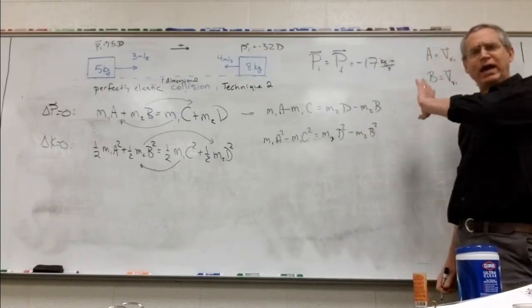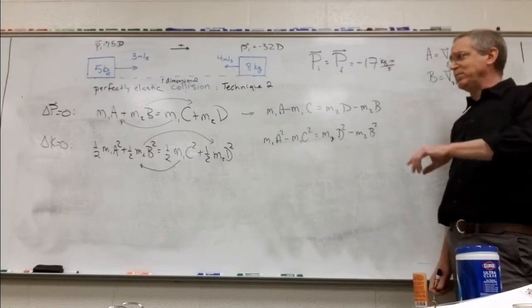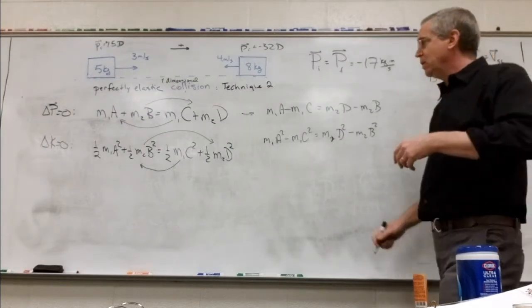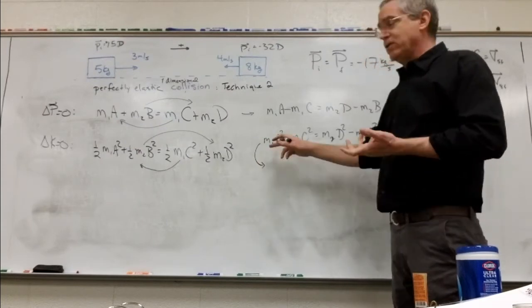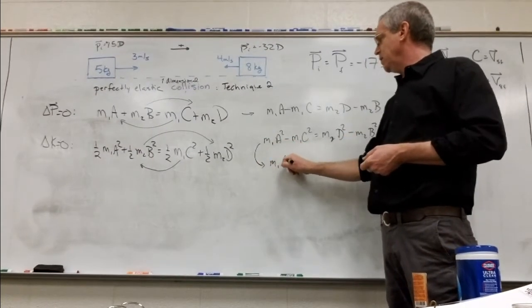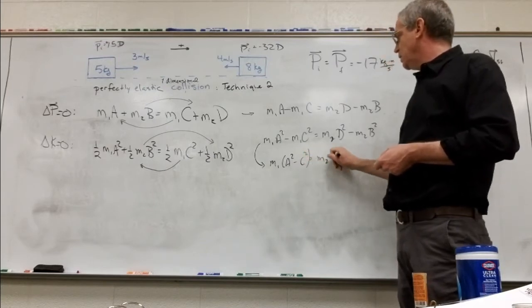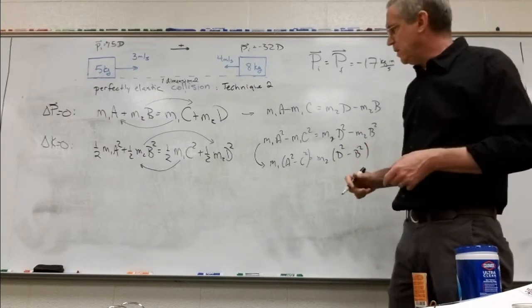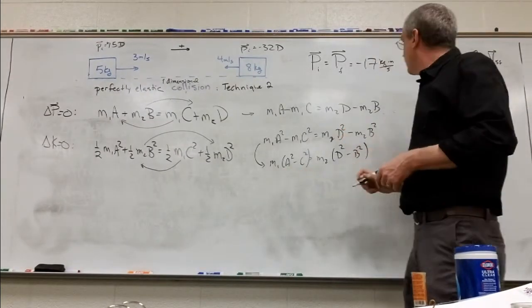There is simple algebra going on here, but based on some of the stuff I've seen students do, it's not as simple as some students think. We do need to factor. So I'm going to factor this equation right here. I factor m1 out, so that's m1 times a squared minus c squared equals m2 times d squared minus b squared. I can factor it one more time. I can factor this as the difference of perfect squares.